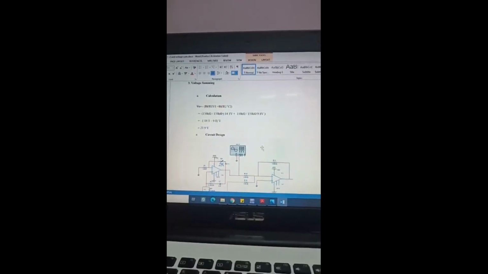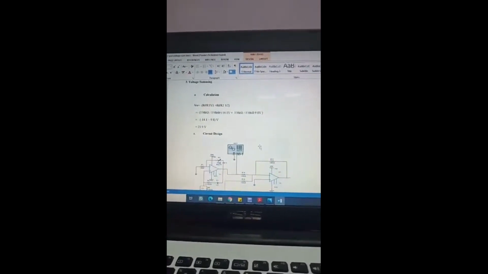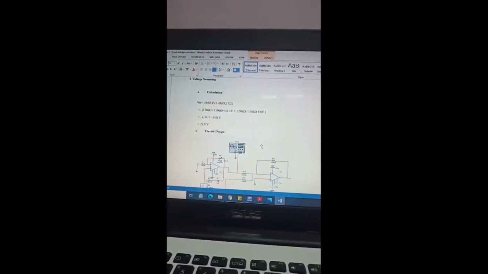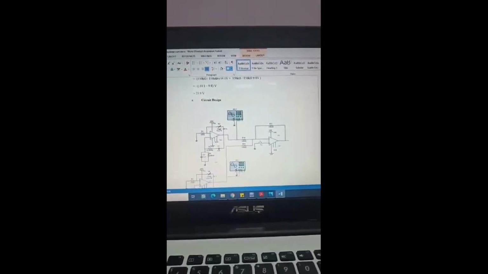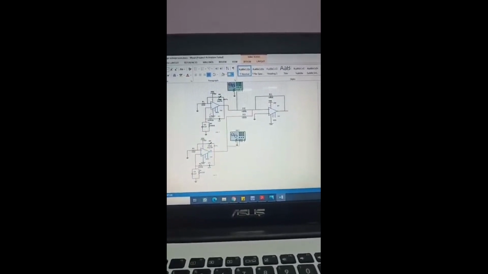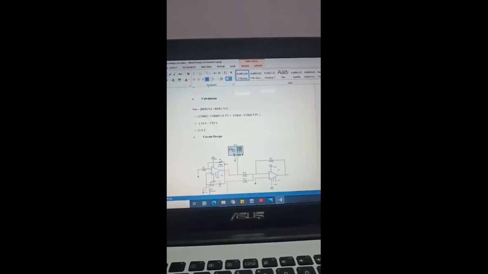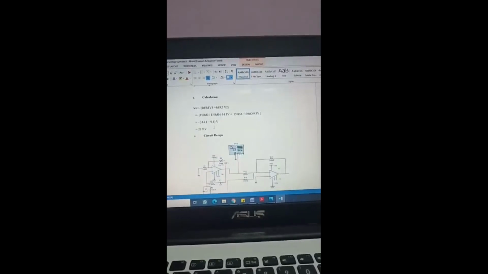Hi, my name is Gayatri Saravanan, matrix number B0818101993. I'm going to explain about voltage summing and active low pass filter. First of all, what is voltage summing? Voltage summing is an op-amp circuit which is used to combine the voltages present on two or more inputs into a single output voltage. In this case, we use voltage summing to combine the output voltage of oscillator 1 and oscillator 2. Here is the circuit, and we have calculated the output voltage.